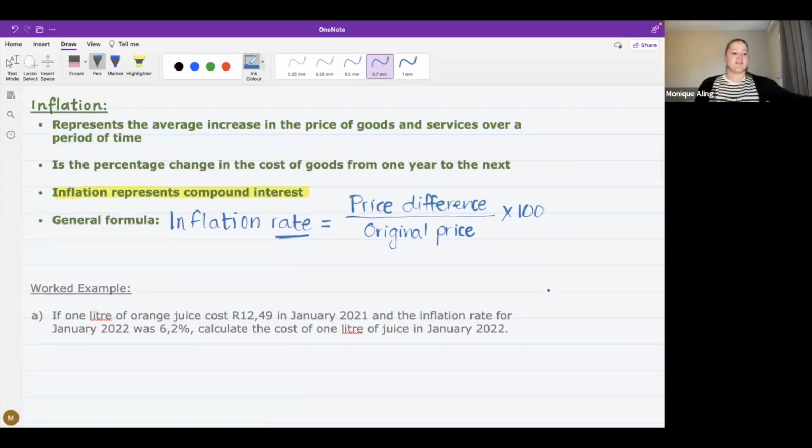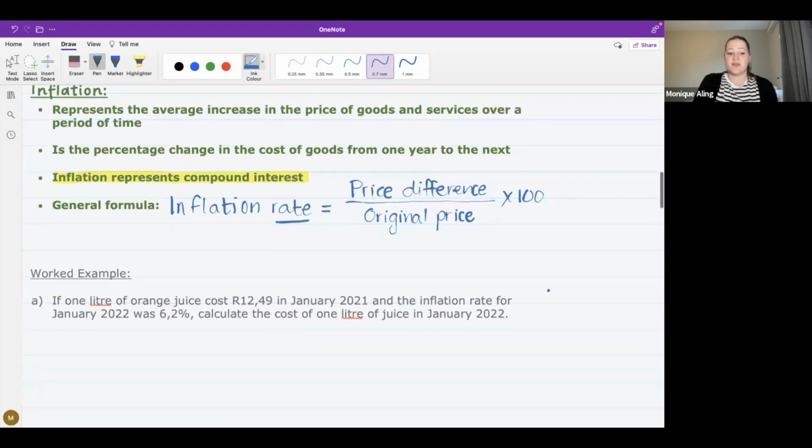Just a reminder, if you don't want to write this all down, you're welcome to take a screenshot, but definitely try your best to get all the calculations down. So inflation is linked to compound interest, same calculations. So let's have a look at a worked example. I'm going to do this one with you.